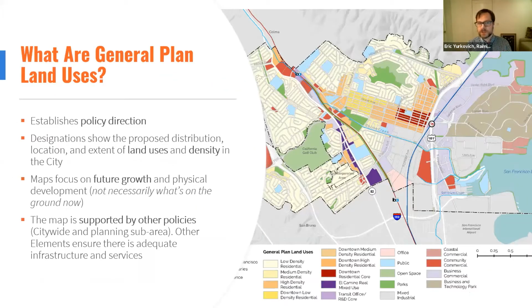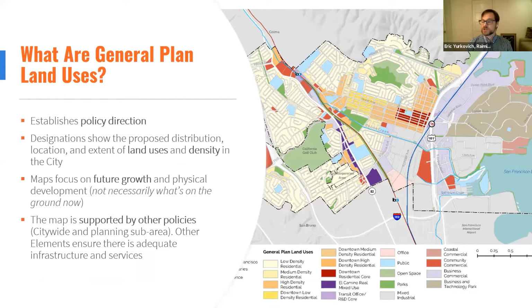And just a reminder about what a general plan land use map is and is not. So the land use map in a general plan really establishes the policy direction for the future of South San Francisco, as Mayor Garbarino pointed out.